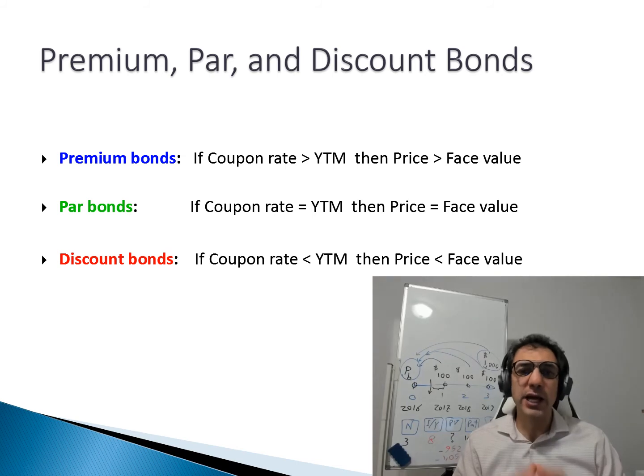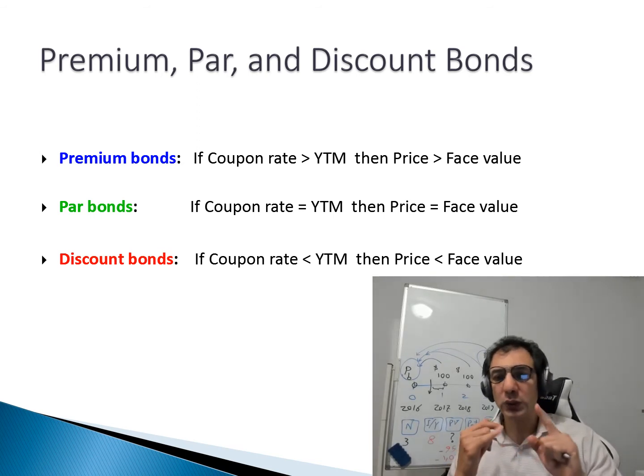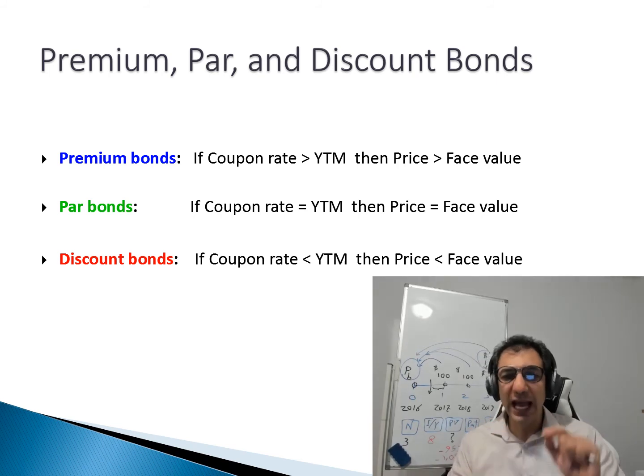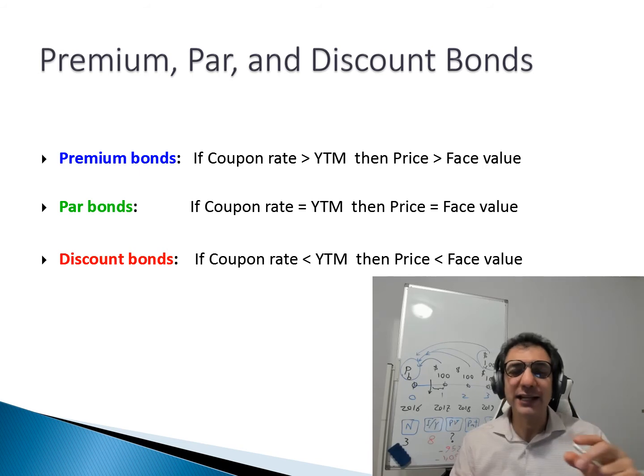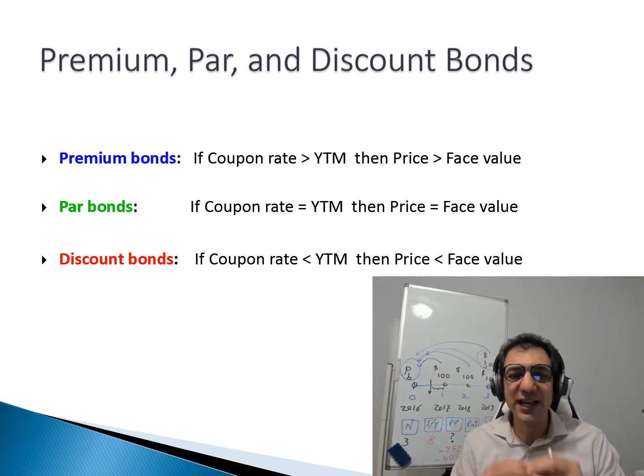And finally, if the discount rate or interest rate in this case is greater than the coupon rate, the bond's price is less than the face value, which means the bonds are sold at a discount. However, remember, it doesn't matter whether the bonds are sold at a premium or at a discount. As you are approaching the expiry date, the value of the bond is getting closer to the face value.